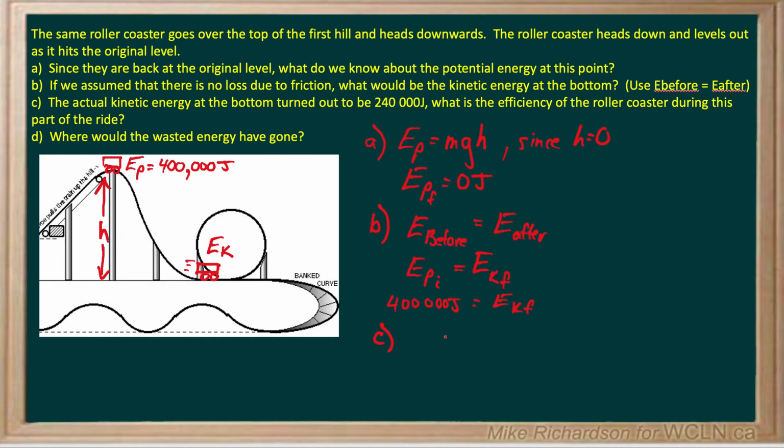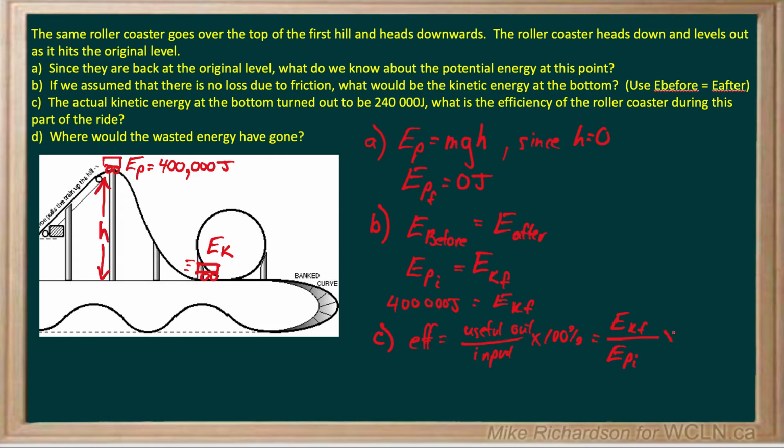Question C, if the actual kinetic energy turned out to only be 240,000 joules, what is the efficiency of the roller coaster? Well, efficiency is useful output energy divided by my input energy. And if we want to get percentage, we multiply it by 100%. Well, the purpose of this first drop is to take its potential energy and convert it to kinetic. So my useful output energy was all that kinetic energy at the bottom. That's what we want it to be. My energy started as potential.